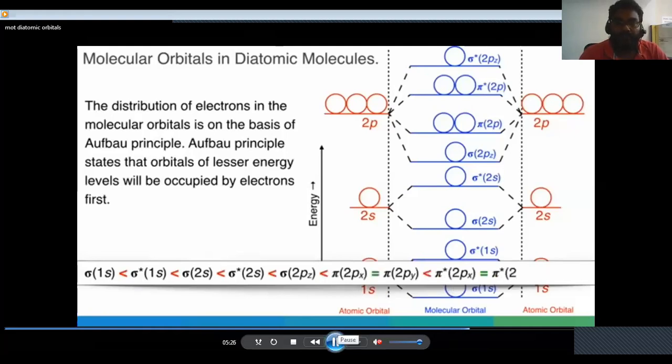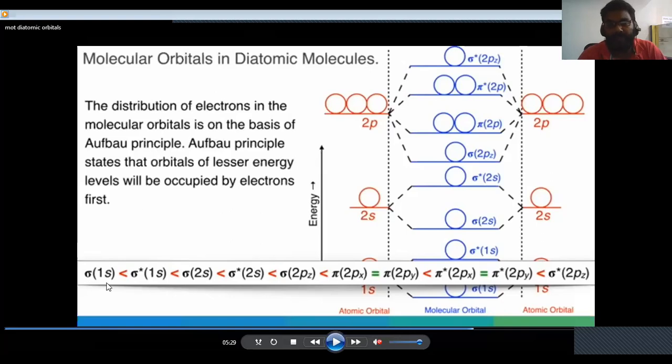This is the important thing according to Hund's rule. According to the rule, what happened? The distribution of electrons in the molecular orbitals is based on the above principle. The principle states that orbitals of lower energy levels will be occupied by electrons first. Where is the lower state orbital that electrons occupy first?